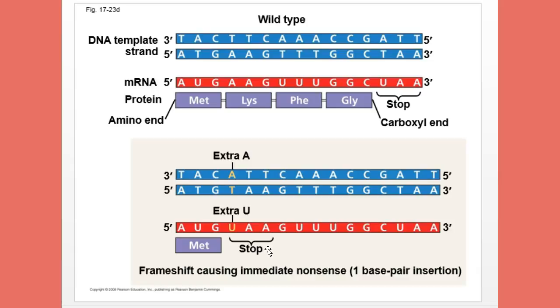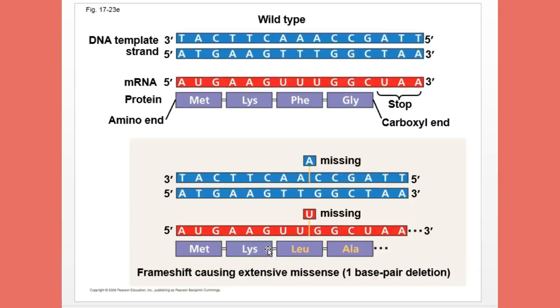It may have smaller effect or it may have a lot larger effect. This one went straight to the nonsense. Now this one caused extensive missense. This one had a base pair being omitted, which changed every single amino acid past that point because it shifted every base pair one to the left and changed that set of 3. So now everyone was being read at a different place, so it completely shifted the rest of that protein.